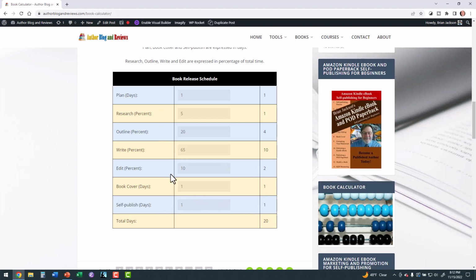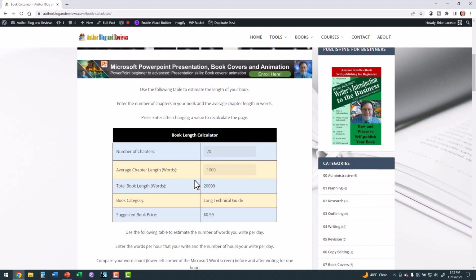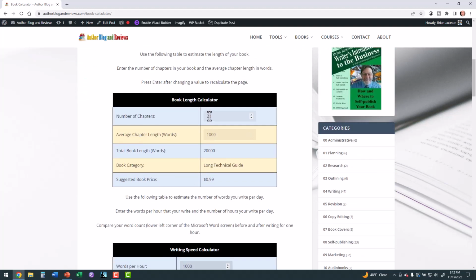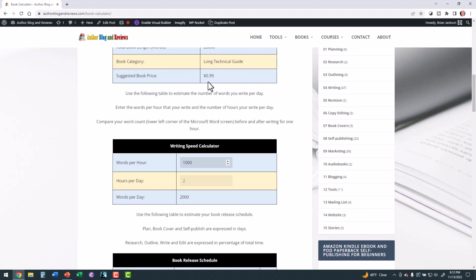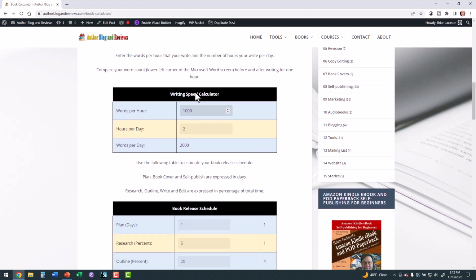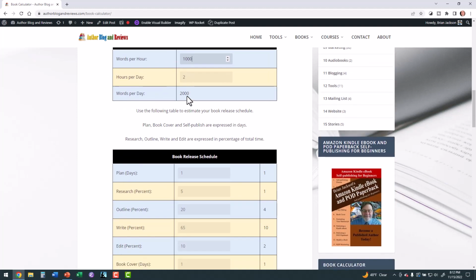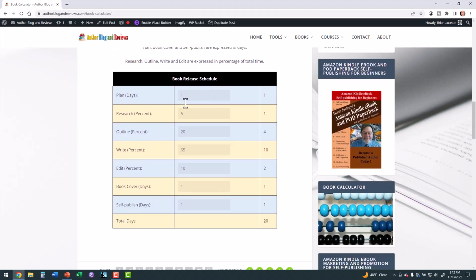And these 4 calculations in the middle are percentages. And what it does at the end is it tells you the number of days that it's going to take you to write your book. So if I write a book that's composed of 20 1,000 word chapters, the book length is going to be 20,000 words long. It's going to be a long technical guide, and I'm going to charge $2.99 instead of 99 cents. I want to optimize my revenue. I'm going to write at 1,000 words per hour for 2 hours a day for 2,000 words a day. That's quite a bit. And here's the number of days based on all these calculations. I find this to be a helpful little web page.